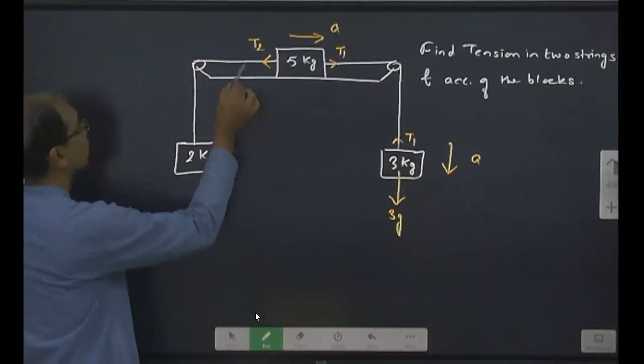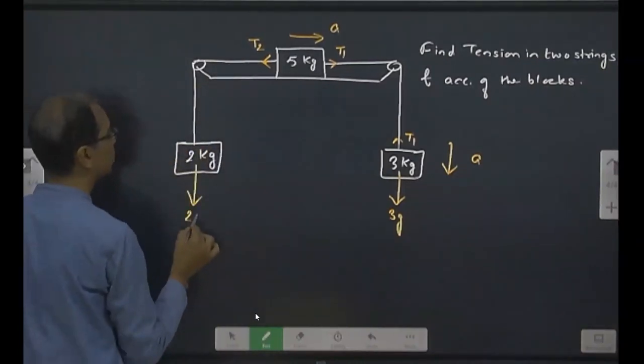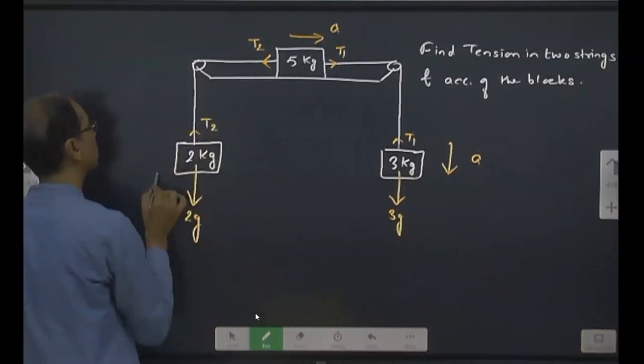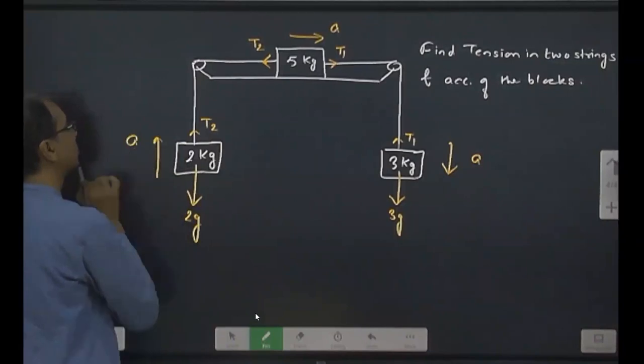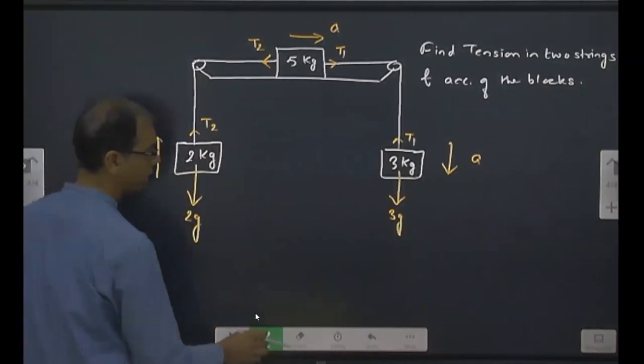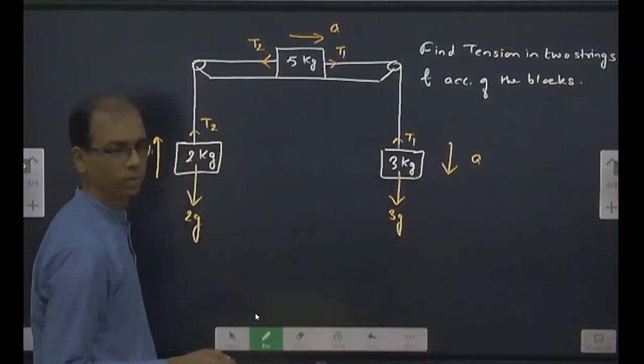Okay, so here comes the tension T2 and here this is 2G, and here tension is upwards, that's T2, and its acceleration is like this. Done. Mostly the work is done. Already we have made the free body diagram. Now we just have to form the equations.